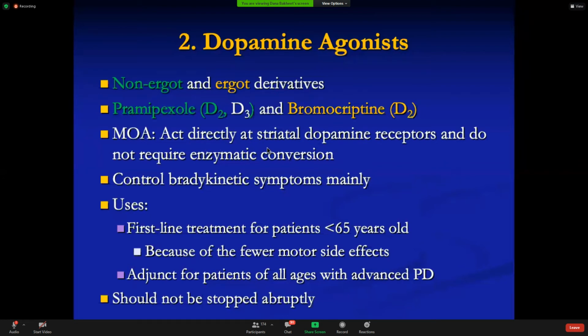Both of them act directly at the striatal dopamine receptor and do not require enzymatic conversion, so we don't need dopamine, okay? They control bradykinetic symptoms mainly. Usually, they are first-line treatment for patients less than 65 years old because of fewer motor side effects. It can be adjunct for patients of all ages with advanced PD, and if they're not responding to, let's say, levodopa and carbidopa, they might add dopamine agonists, and remember, they should not be stopped abruptly.